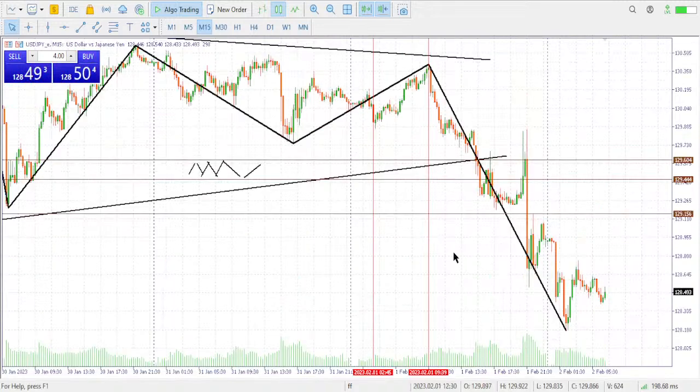So I'd like us to start analysis with the chart on our screen. This is the US dollar Japanese yen. I'll clear everything on my screen first before we start anything.